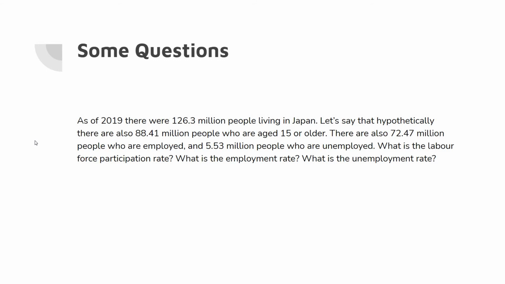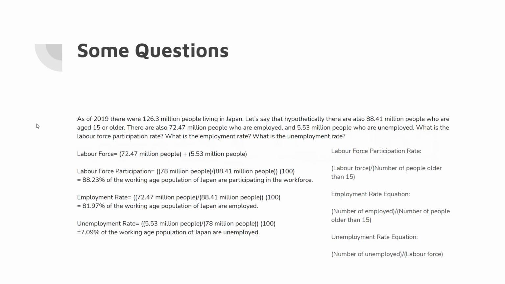We have, as of 2019, there were 126.3 million people living in Japan. Let's say that hypothetically, there are also 88.41 million people who are aged 15 or older. There are also 72.47 million people who are employed and 5.53 million people who are unemployed. What is the labor force participation rate, and what is the employment rate? What is the unemployment rate?